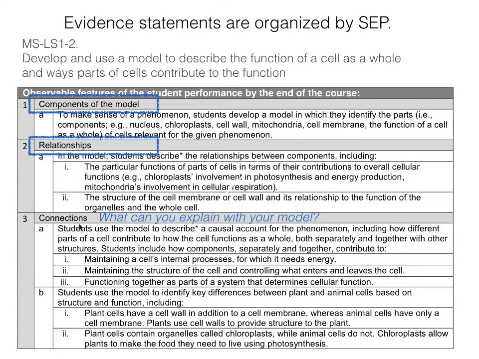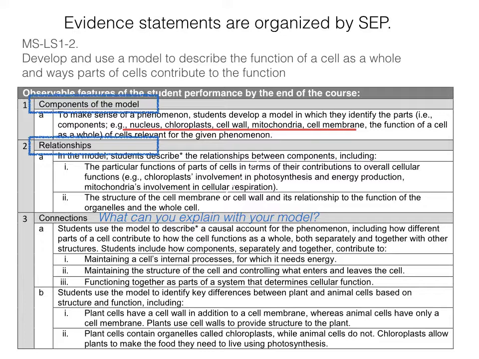unfortunately, I feel like this is a terribly misnamed thing here. The last part in these evidence statements is called connections, which really is what can you explain using your model? What are the connections to the real world or the applications that you can do? And unfortunately, I feel like connections and relationships are too similar a word, but there's a reason from the research literature why these two words were used, to be consistent with that research. But in your mind, you can see the components of the model, the relationships between those components, and then the applications of that model. And again, this is three-dimensional here.